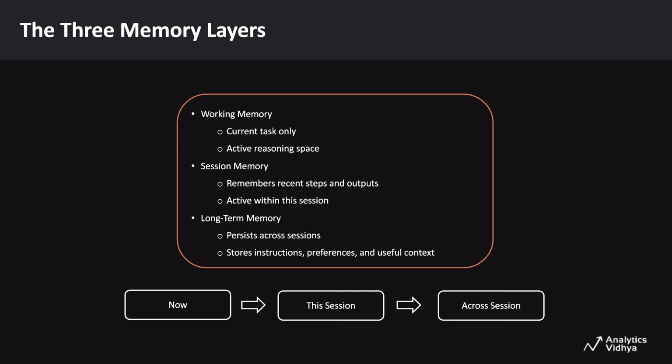Here is the easiest way to understand the architecture. Working memory is what Cowork uses right now while handling the current task. Session memory helps it maintain continuity during the active session. Long-term memory is what carries context forward across sessions, so you don't have to repeat everything each time. This long-term layer typically includes things like project memory, saved memory summaries, and persistent instruction files such as claude.md.